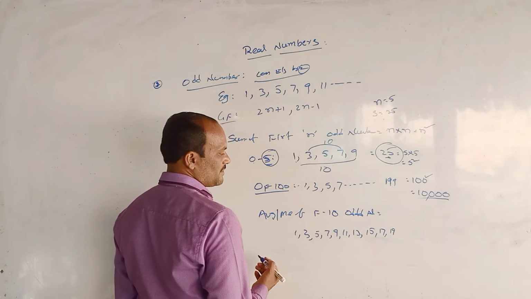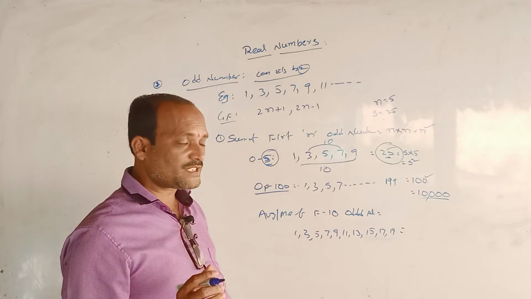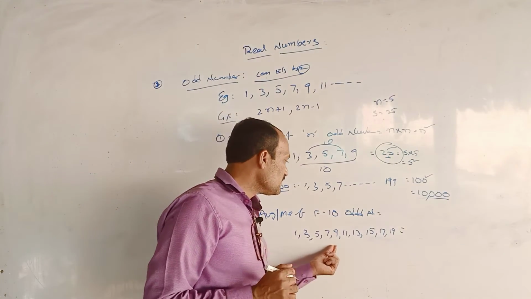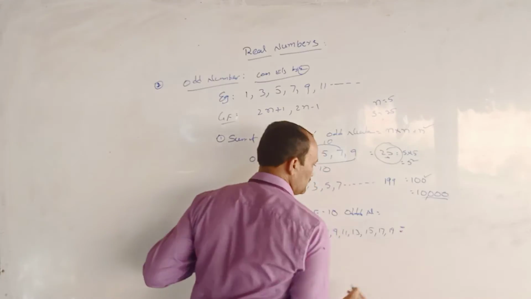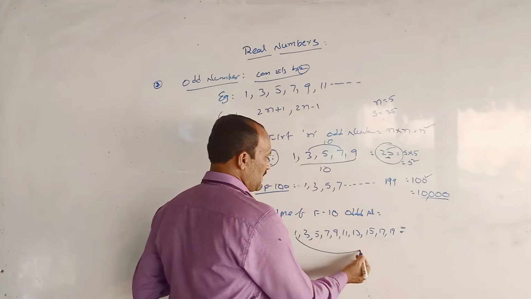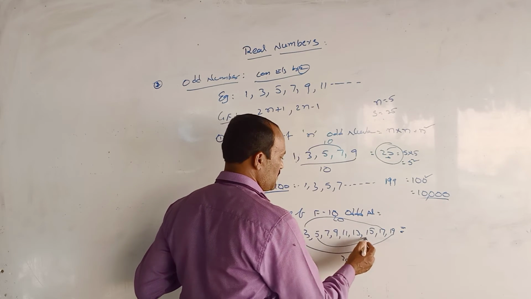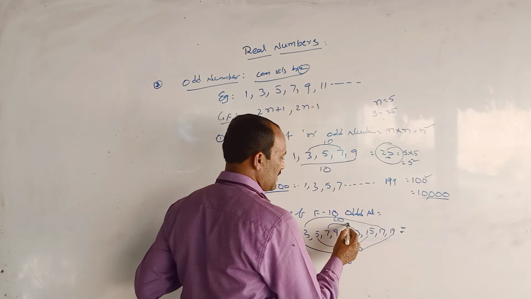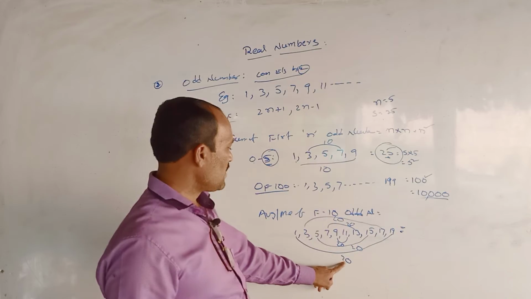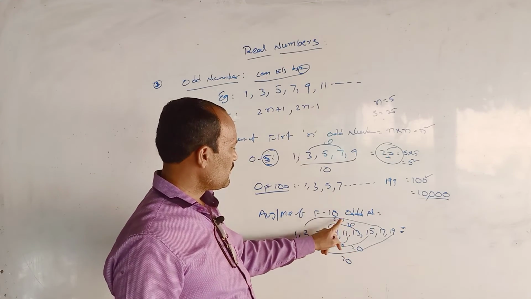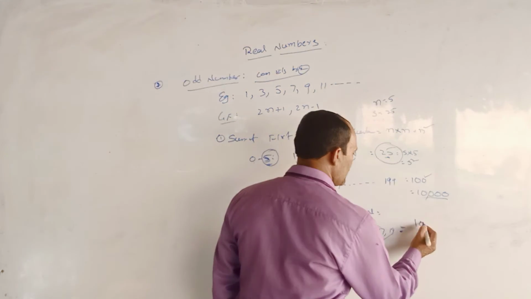What is the average? Average formula: sum of observations by number of observations. Sum means total. How much is the total? 1 plus 19, 20. 3 plus 17, 20. 5 plus 15, 20. 7 plus 13, 20. 9 plus 11, 20. How many 20s are there? 5 twenties, 100. This is the sum.